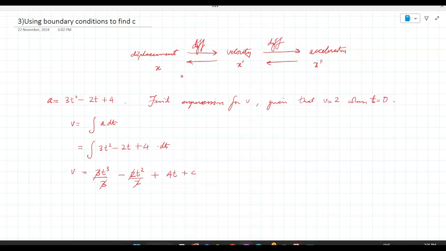So use the boundary condition. That's called the boundary conditions. So when velocity is 2, when t is 0, all this becomes 0. So c is equal to 2. So what is the expression for velocity then?